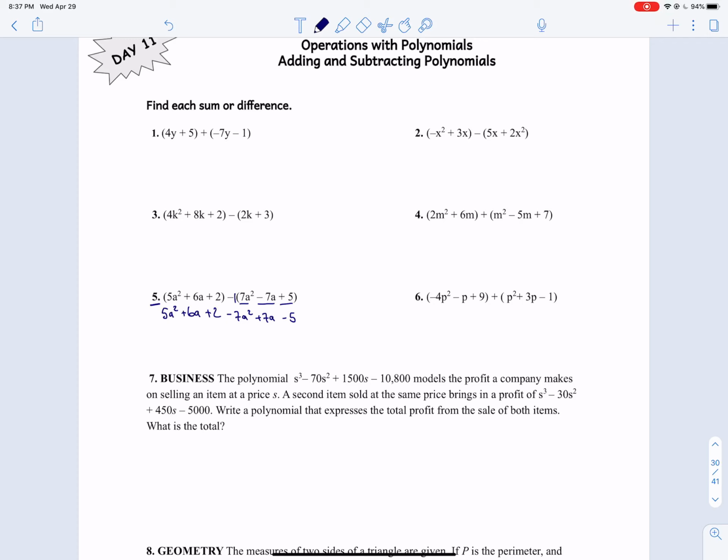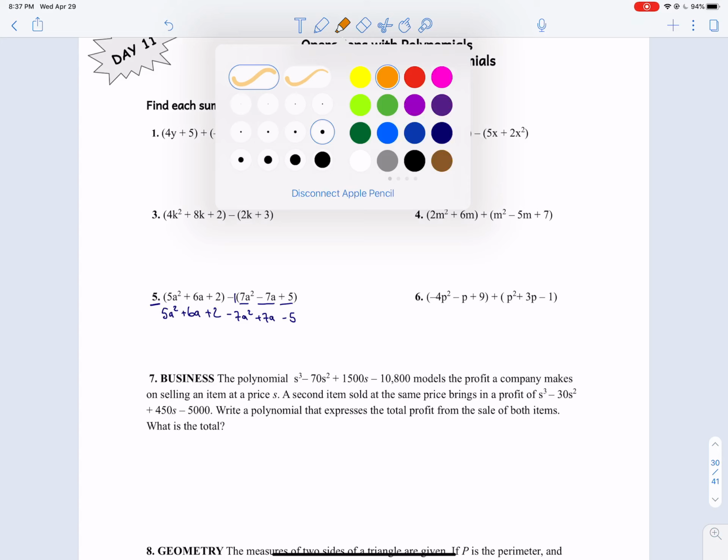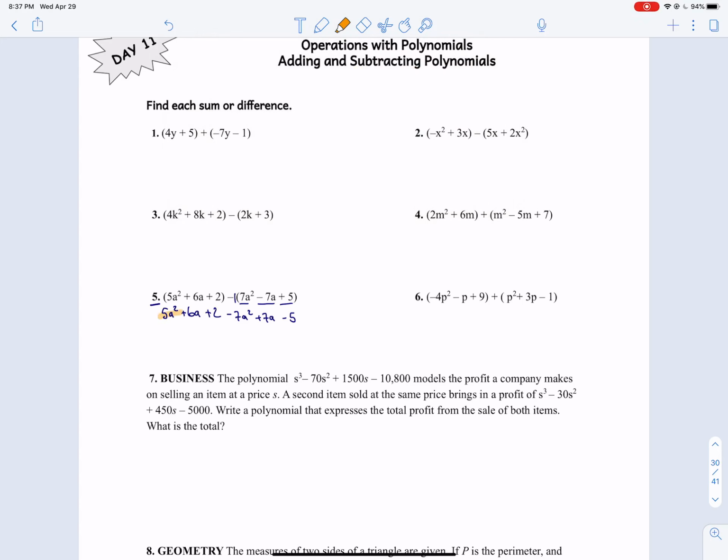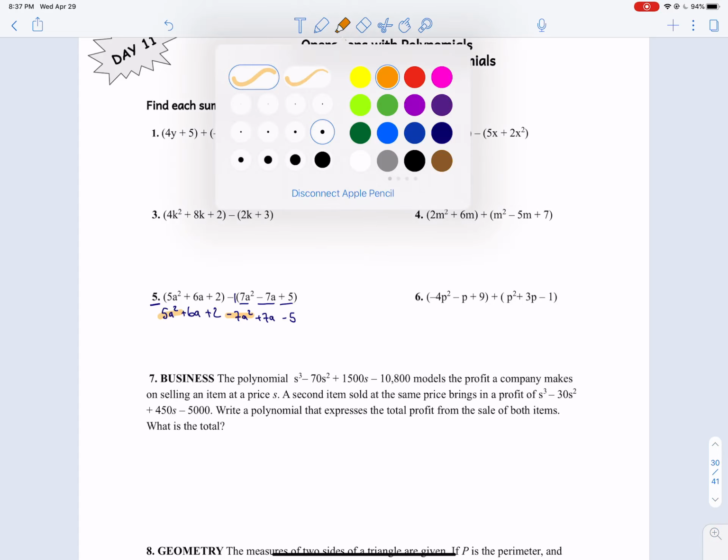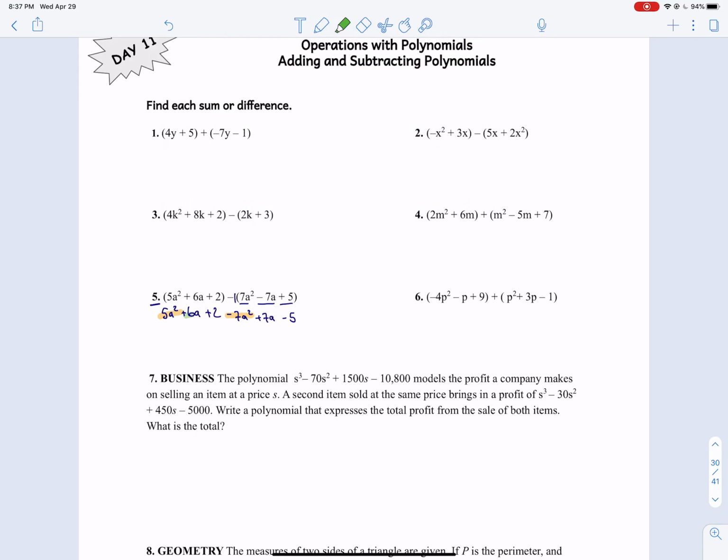So we're going to look for like terms now that we don't have parentheses. I'm just going to highlight some of our like terms. I have 5a squared, and then I have negative 7a squared. I have a positive 6a and a positive 7a, so those are the things I'm going to combine, and then a positive 2 and a negative 5. So let's see what we get when we combine all those.